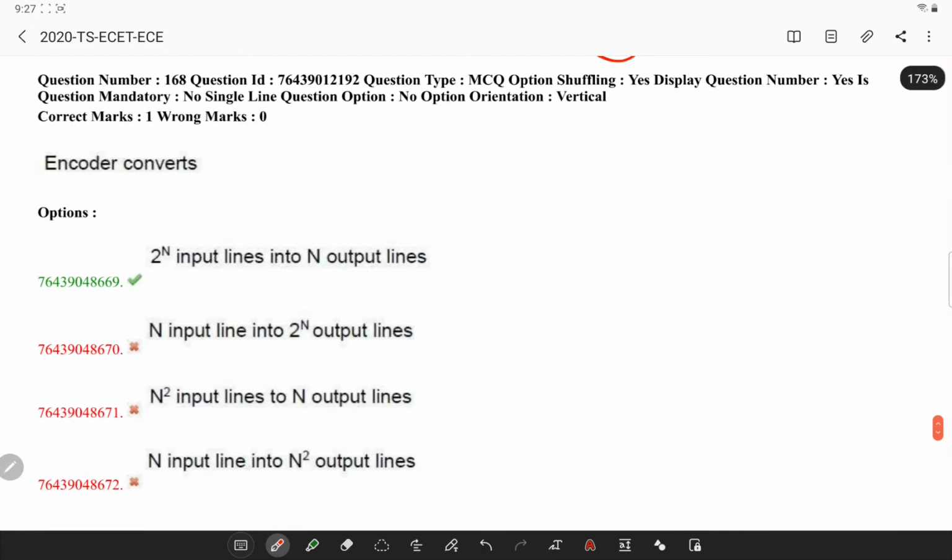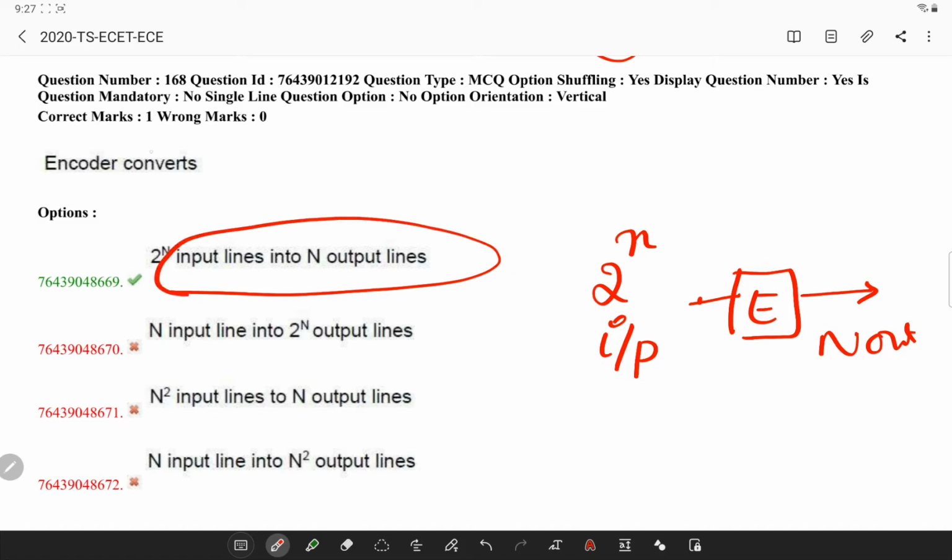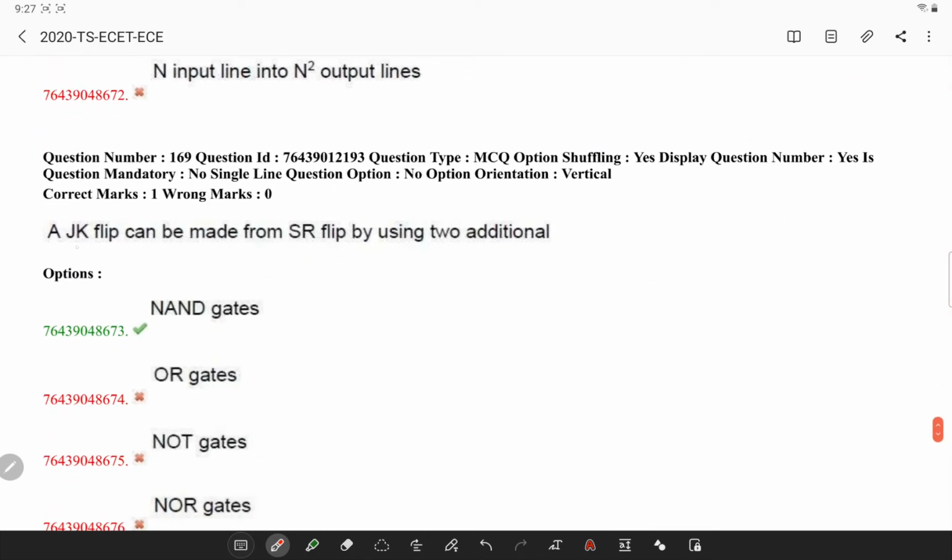Next, what is an encoder? When you have 2 power n input lines, an encoder is a device which will be sending n output lines. If you see the detailed logic of the encoder. Next, a JK flip-flop can be made into an SR flip-flop using 2 additional NAND gates.